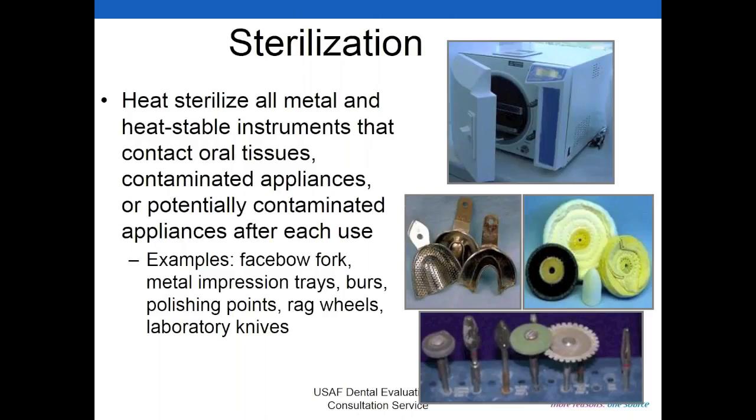Then there's sterilization. Heat sterilize all metal and heat stable instruments that contact oral tissues, contaminated appliances, or potentially contaminated appliances. So what could that be? Well, you can't put the whole face bow inside and do that. They're made out of dissimilar materials, but you can take the face bow fork off. Any metal impression trays, burrs, polishing points, rag wheels, lab knives, all of those can go into the sterilization unit and be sterilized. And you should be aware of that and be doing that in your office.